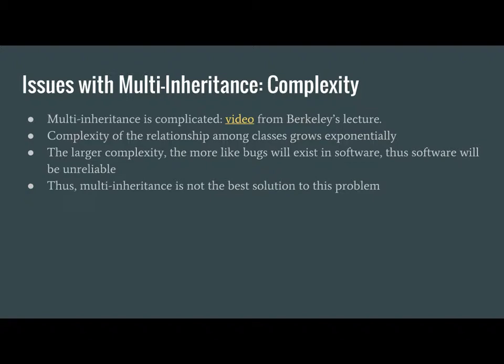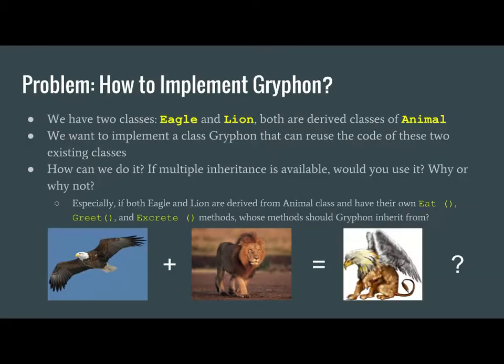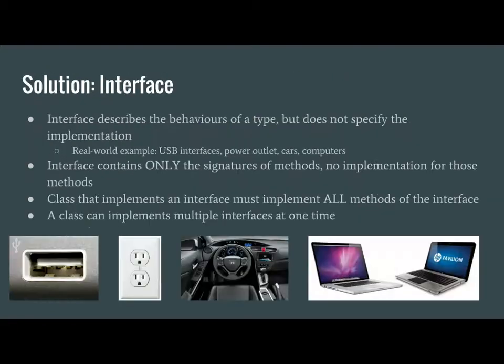So how do we do that? How do we solve this problem? We want to make a griffin that has some characteristics of lion and eagle. Well, turns out there's a solution. It's called interface. It originally came from Sun Microsystems, I think, who invented the Java programming language.